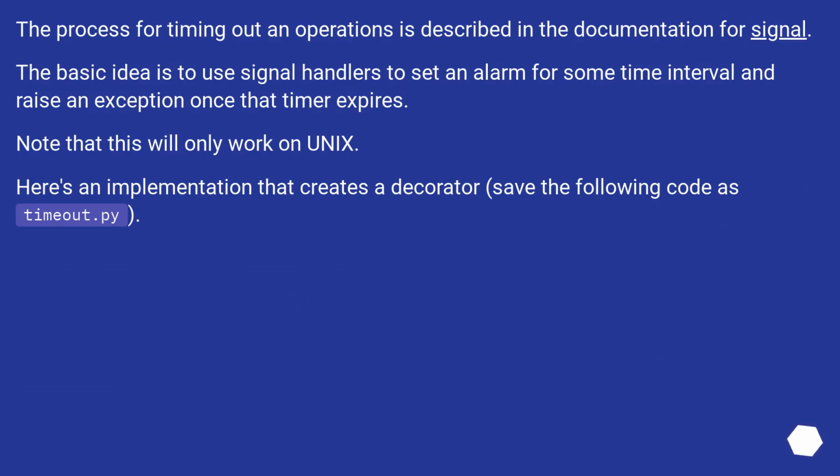The process for timing out an operation is described in the documentation for Signal. The basic idea is to use signal handlers to set an alarm for some time interval and raise an exception once that timer expires. Note that this will only work on Unix.